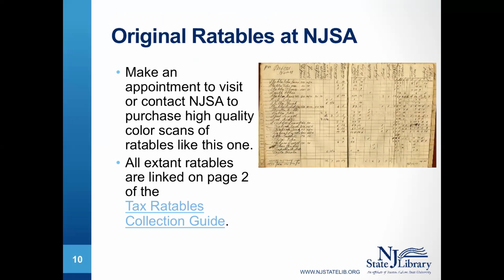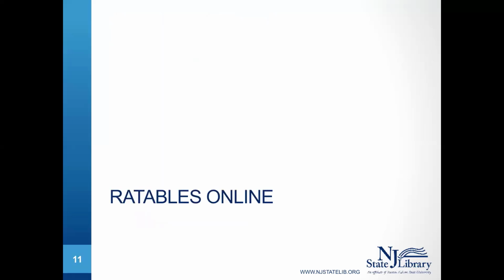You can make an appointment to visit or contact them for a color copy. Their Tax Ratables Collection Guide includes all their holdings and is linked on our blog post. While using print sources is my preferred method to find Revolutionary ratables, there are a couple ways to search for them using Ancestry.com and at family history centers.